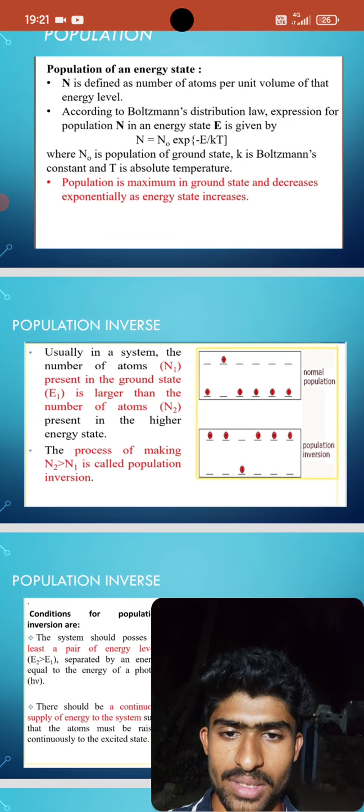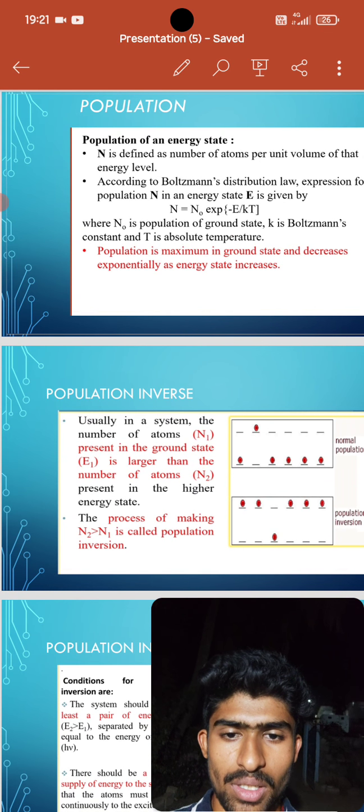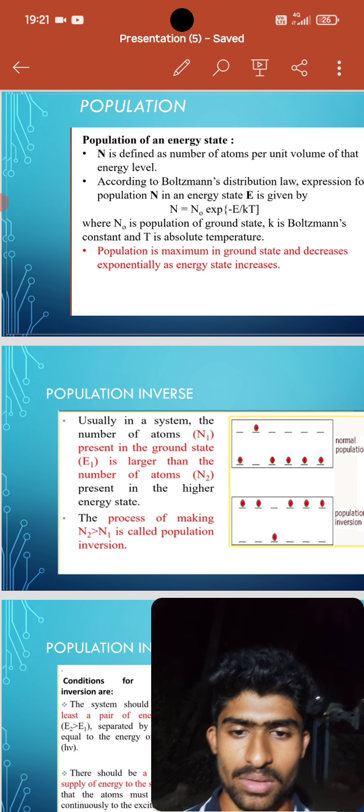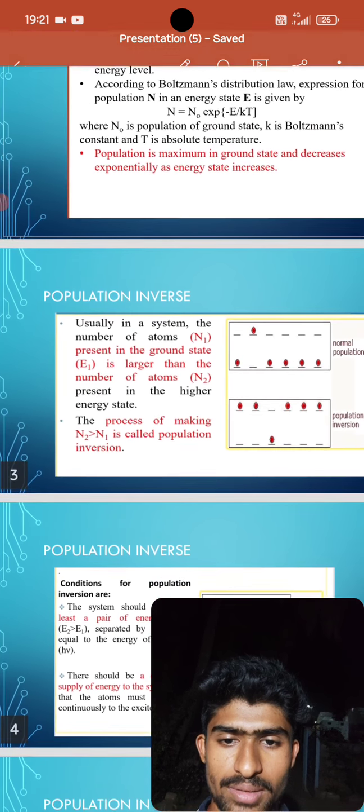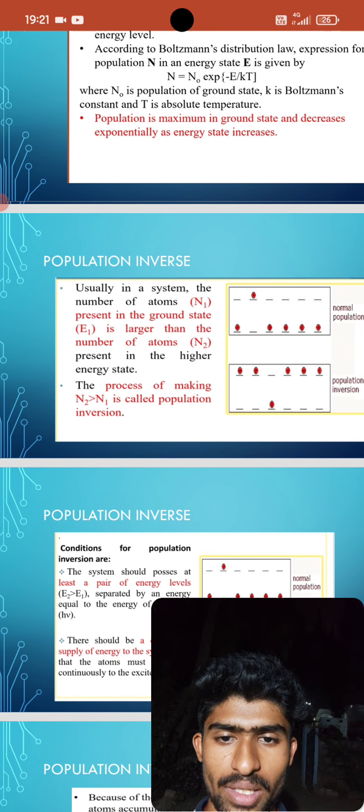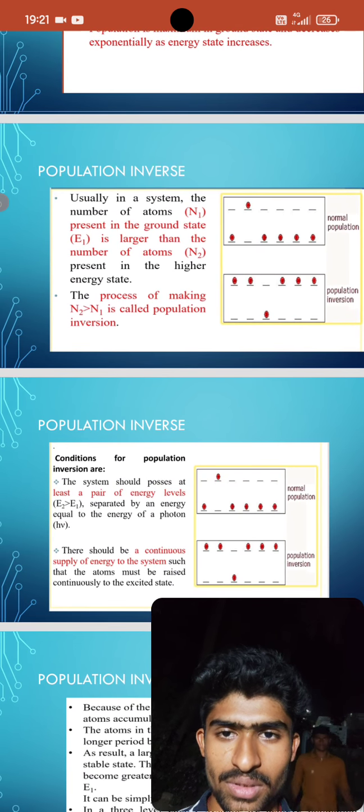We are discussing population inversion. Usually in a system, the number of atoms N1 present in the ground state E1 is larger than the number of atoms N2 present in the higher energy state. The process of making N2 greater than N1 is called population inversion. This is the main concept, where N2 greater than N1 is called population inversion.